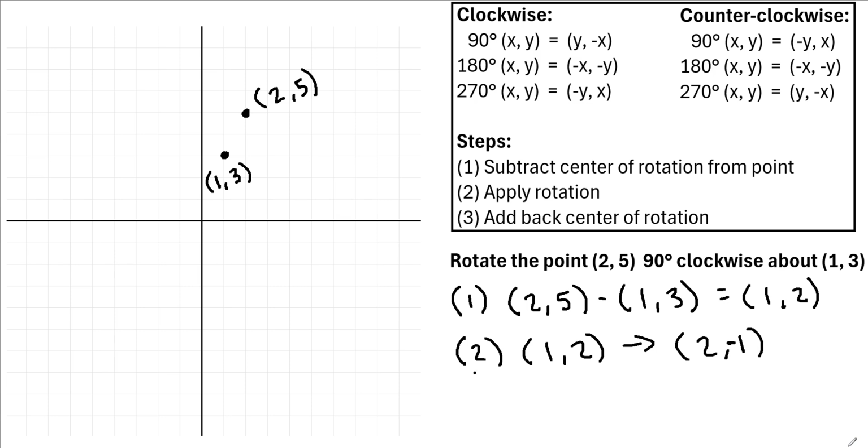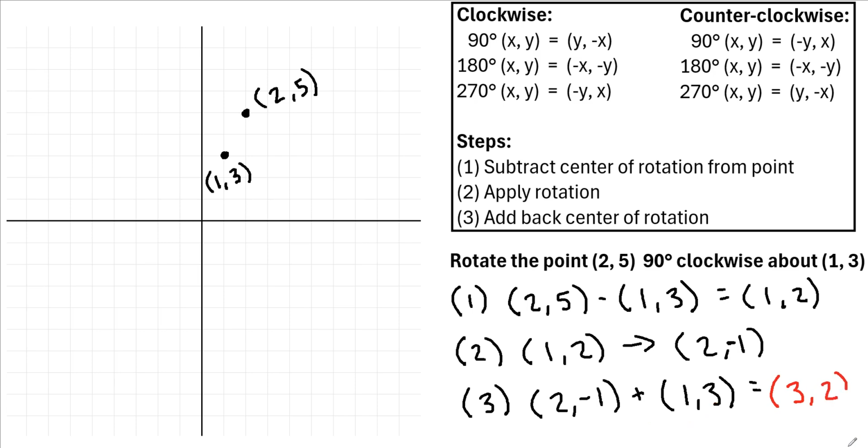Okay, and the very last step, step 3, is we need to add back the center of rotation. So we have this point (2, -1), and we need to add back the center of rotation. Remember, the center of rotation is the point we're rotating around, so (1, 3). So our final answer is 2 plus 1, that's 3, and -1 plus 3, that's 2. So (3, 2) is where our point will land. Let's plot that: (3, 2). Basically, when we rotated this point (2, 5) around the point (1, 3) by 90 degrees, this is where we land.